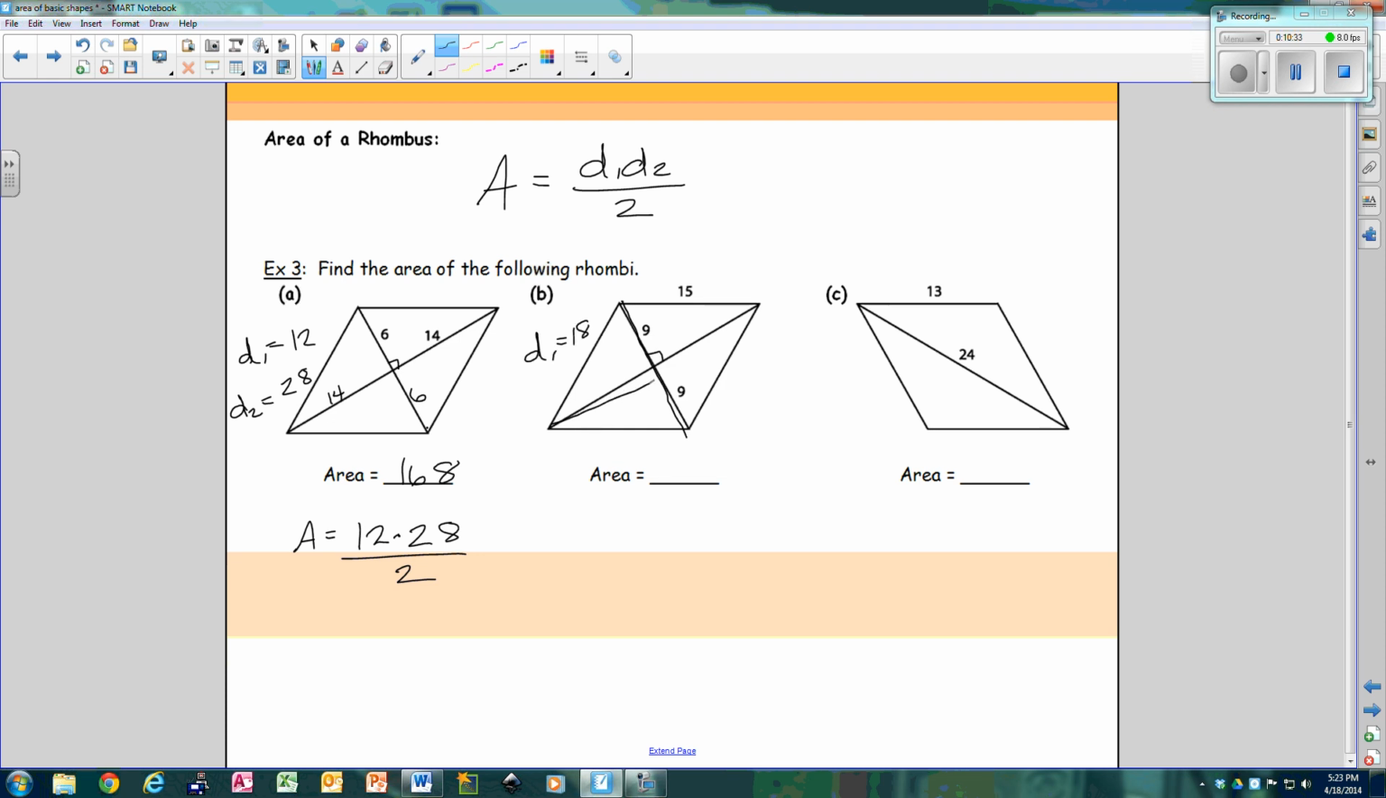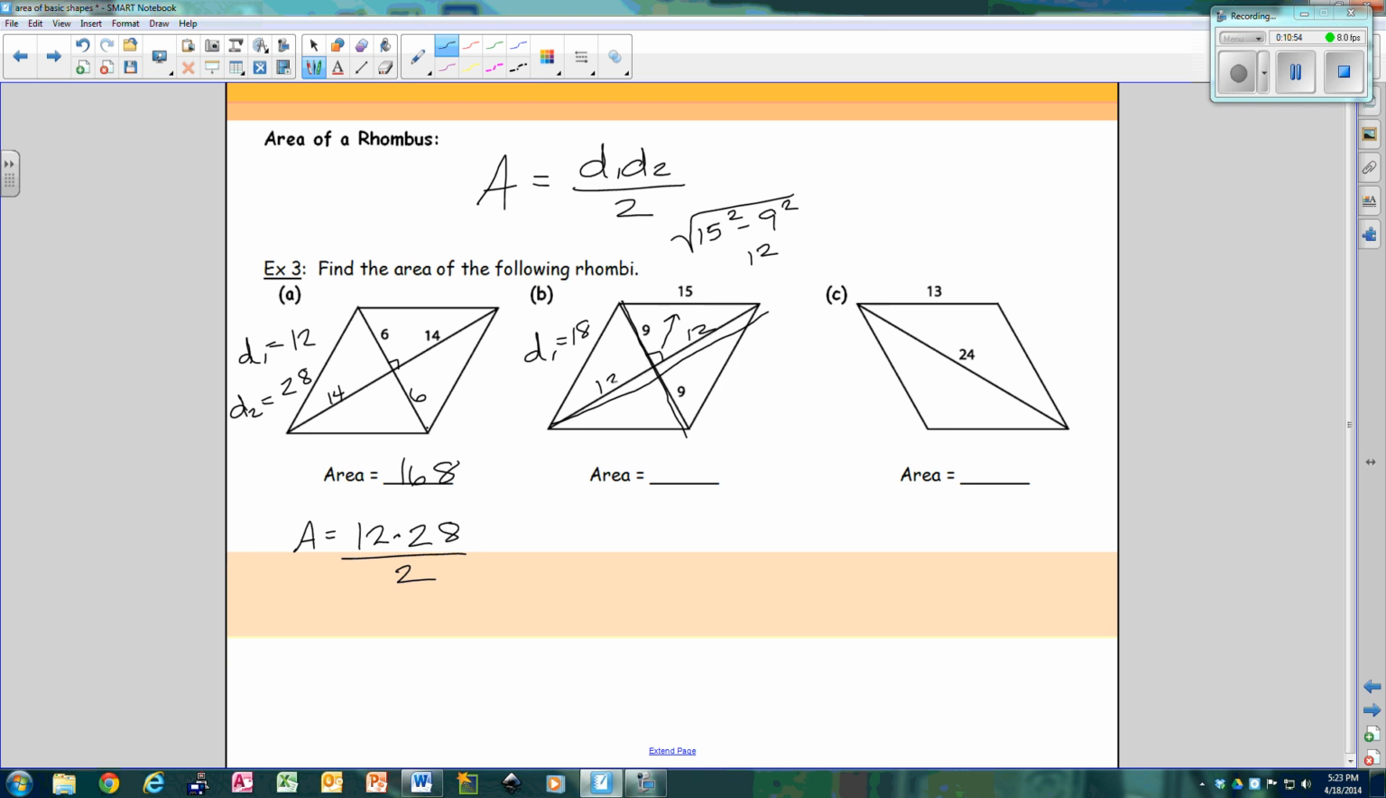However, I do not know this diagonal, but I have a right triangle, and this is 15. So again, I'm going to have to do Pythagorean theorem. I know the slanted side because it's the hypotenuse. So 15 squared minus 9 squared. Take the square root, and you get 12. So that means this is 12.